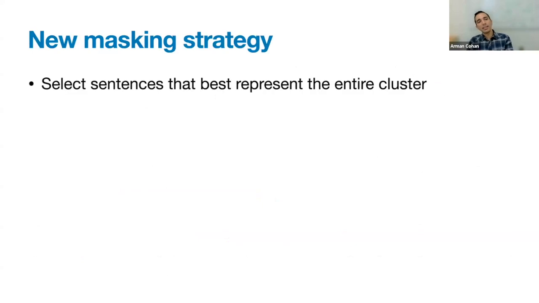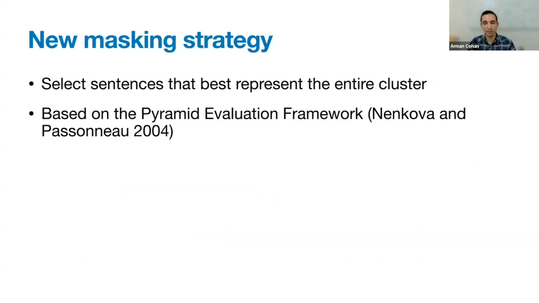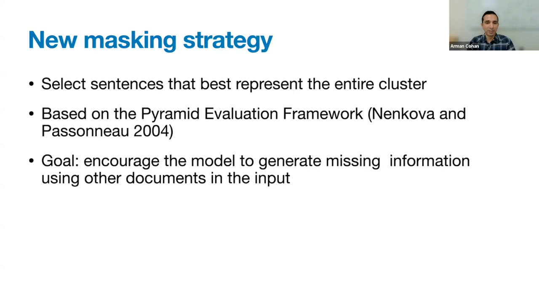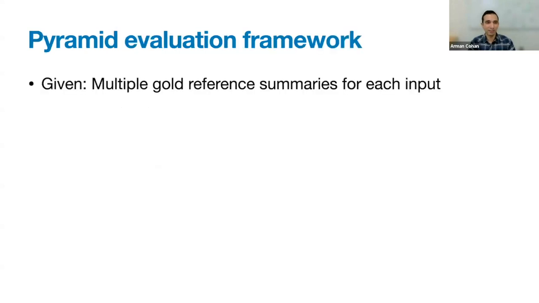So we found that actually we can select sentences that best represent the entire cluster. And we used another heuristic framework that was based on a classic summarization evaluation framework. If you work on summarization, you might have heard about this, the pyramid evaluation framework. And the goal is to encourage the model to generate missing information using other documents in the input, not the same document. So how does it look?